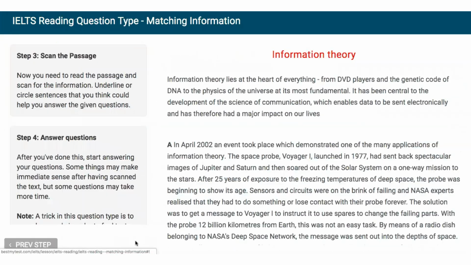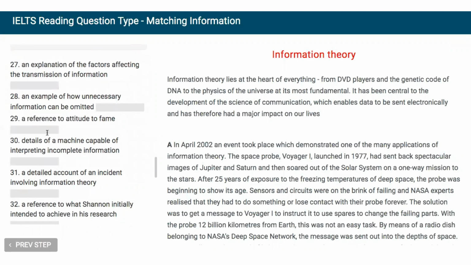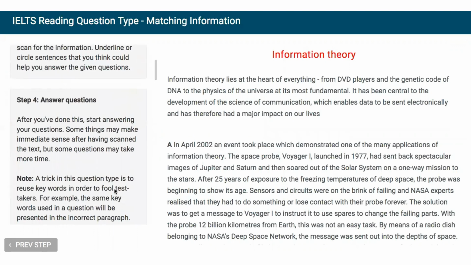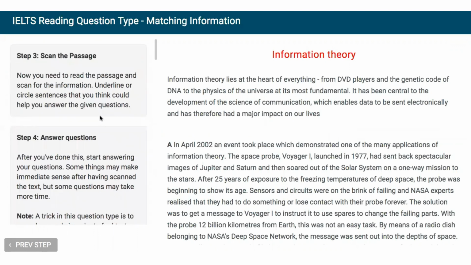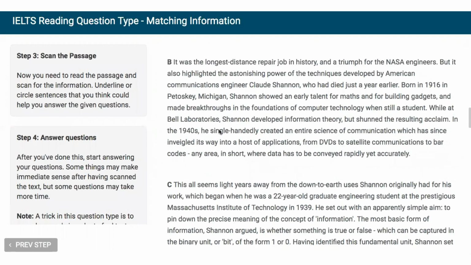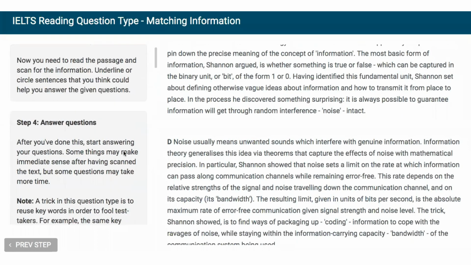All right, now our next step will be to scan the passage. So we've done our prep work and it's time to put this to the test. And we're going to read and scan for the information here in our detailed information pieces. Okay. Now, you can underline or circle sentences in the text that you think could help you. And after you've underlined and scanned for this information, we're going to start answering the questions.